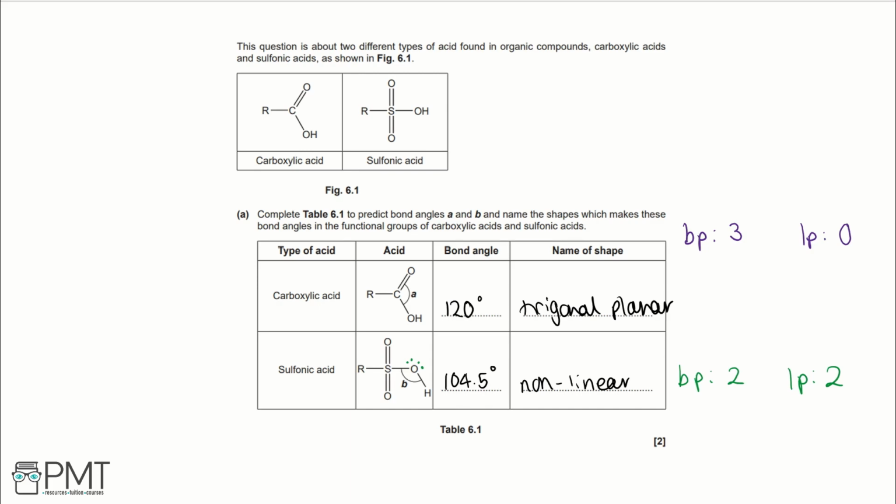If you have one row correct, that will be 1 mark, and then another row correct is 2 marks. If you have both bond angles correct, that will be 1 mark, or both shapes correct, that can be 1 mark. So there's 2 ways of getting 1 mark for this question, but to get 2 marks, you need to have all 4 bits of the table correct, so both bond angles correct and both shapes correct.